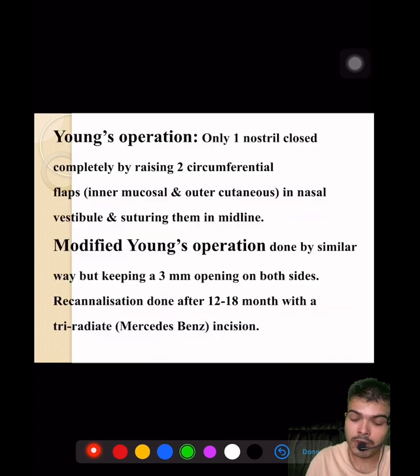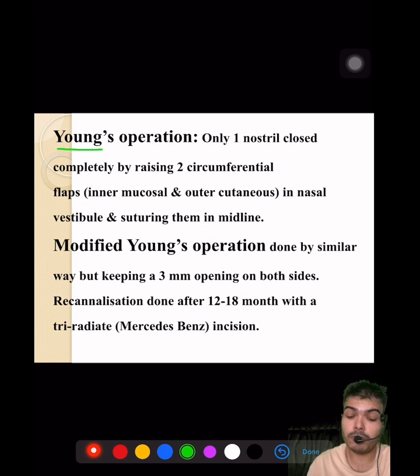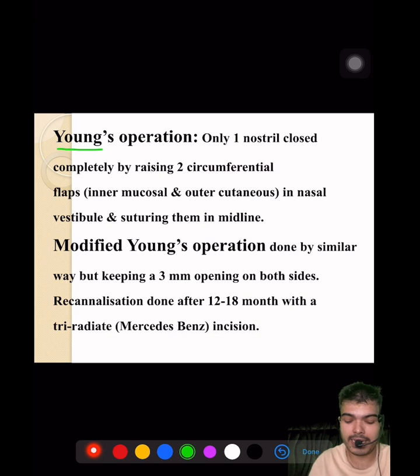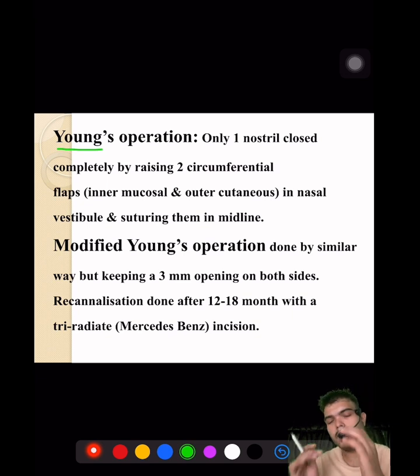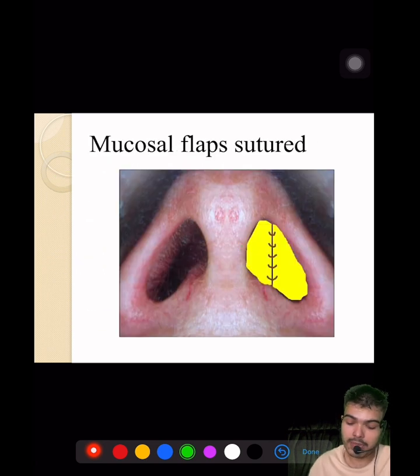See, in Young's operation, only one nostril is closed completely by raising two circumferential flaps, inner and outer cutaneous, in the nasal vestibule, suturing them in the midline. See here, from here I will lift up the nasal fold and cover it like this. Easy? In modified Young's operation, we keep a 3 mm opening. We keep that 3 mm opening on both sides, done at the same time, in a similar way, and the cutaneous mucosal flaps are all covered. This is done in the case of Young's.